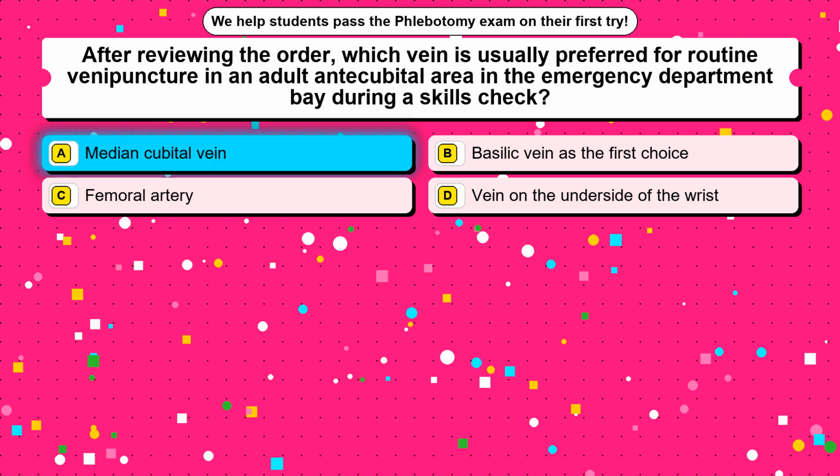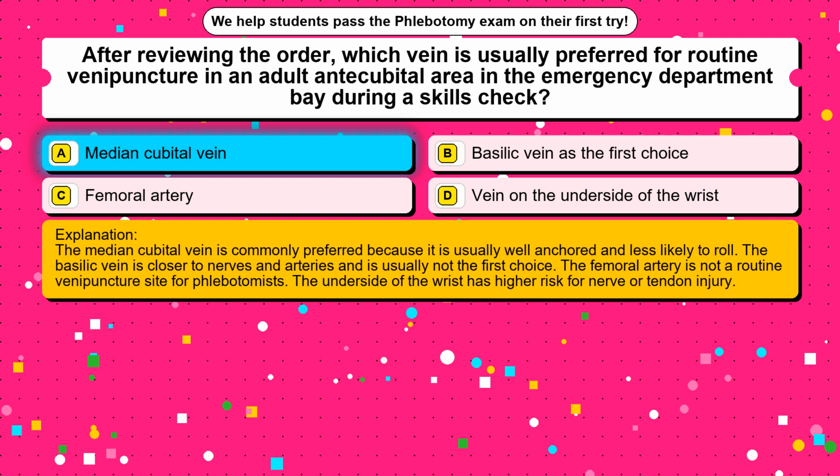The correct answer is option A, median cubital vein. The median cubital vein is commonly preferred because it is usually well anchored and less likely to roll. The basilic vein is closer to nerves and arteries and is usually not the first choice. The femoral artery is not a routine venipuncture site for phlebotomists. The underside of the wrist has higher risk for nerve or tendon injury.